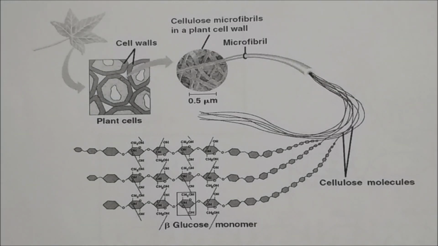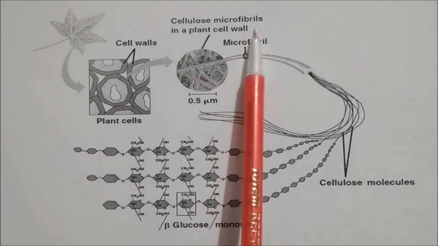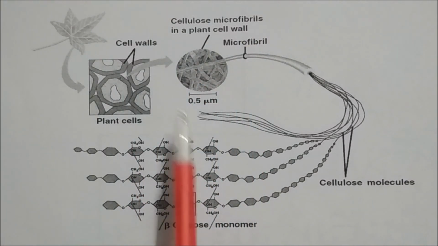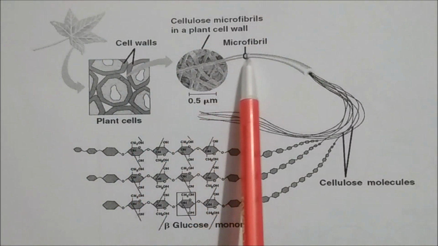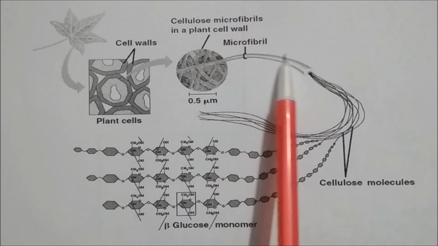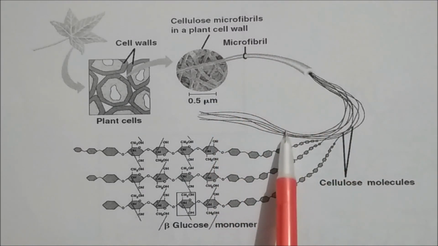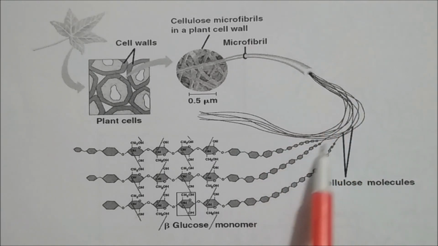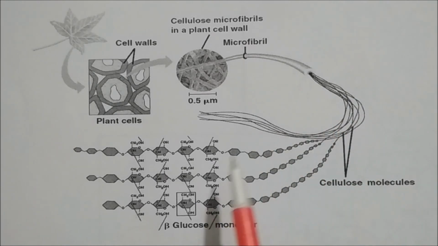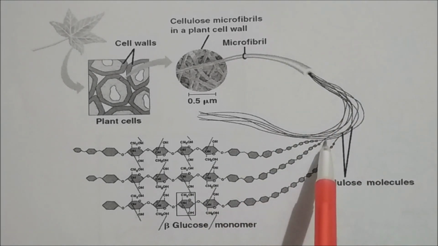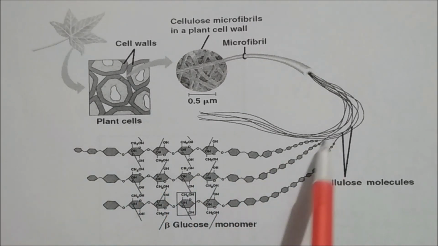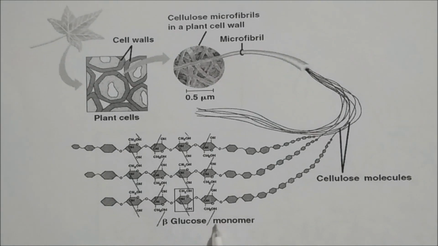In this diagram, you can see the size of the cellulose microfibrils. These are the cell walls, and cellulose is present in the plant cell wall. This is the microfibril, and if you take out one microfibril, there are so many microfibrils there. Out of these, if you take one, this is the structure of the glucose molecules. You can see one chain going this way, one going this way. These are the cellulose molecules which have beta glucose as monomers.